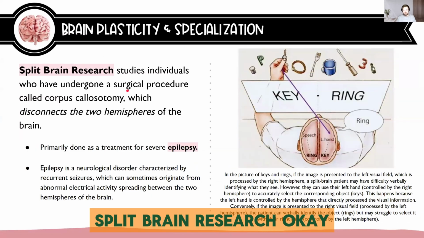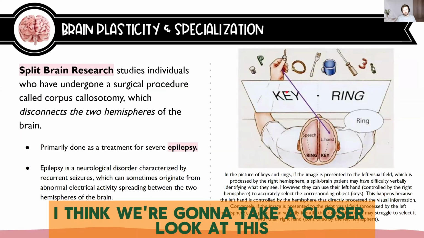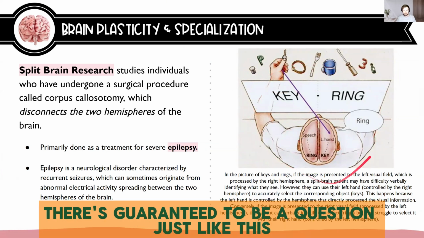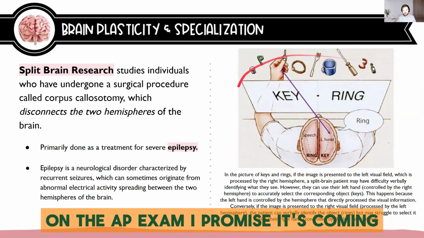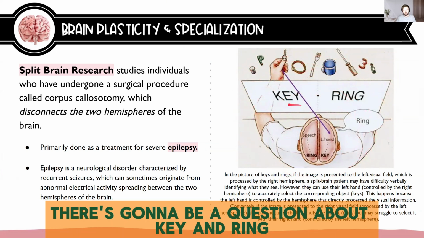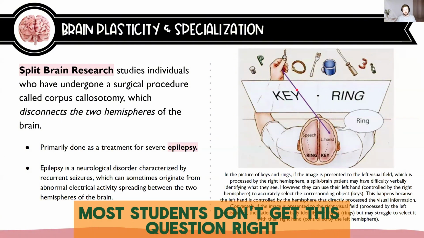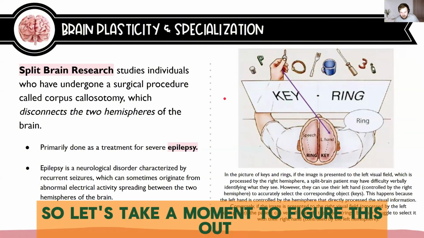Split brain research. Okay, I think we're going to take a closer look at this in class. There's guaranteed to be a question just like this on the AP exam. I promise it's coming. There's going to be a question about key and ring, and it's really complicated. Most students don't get this question right. So let's take a moment to figure this out.